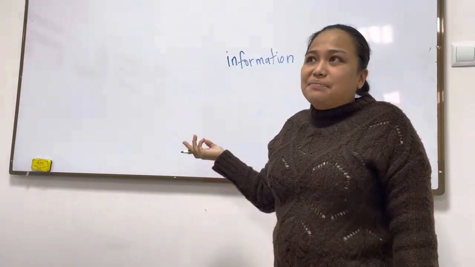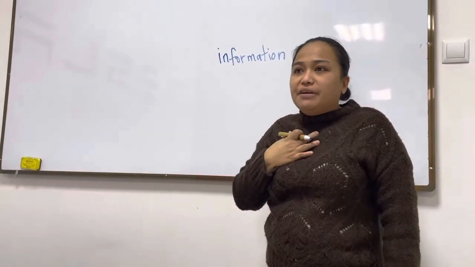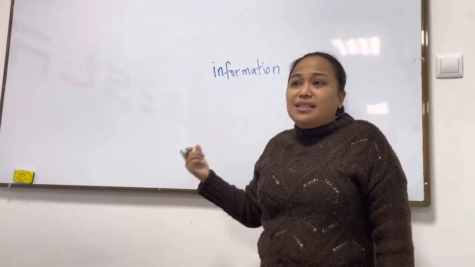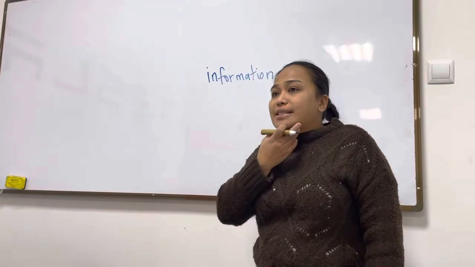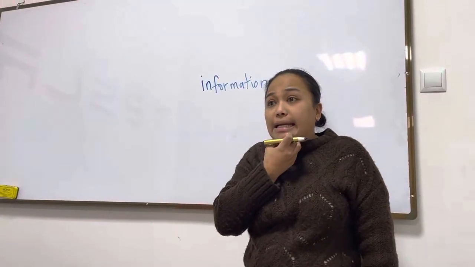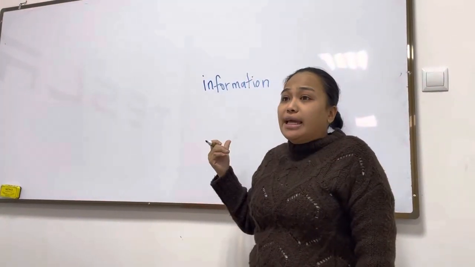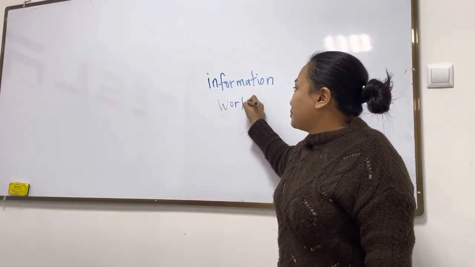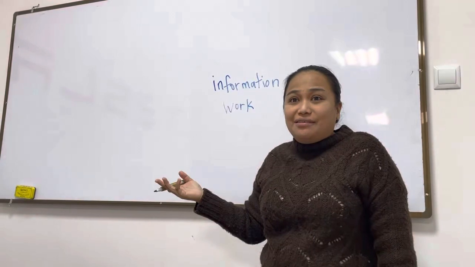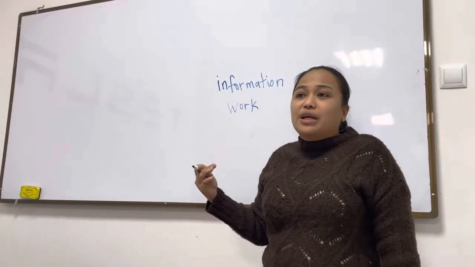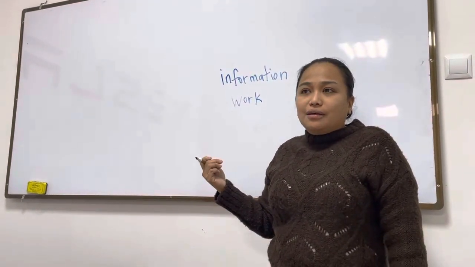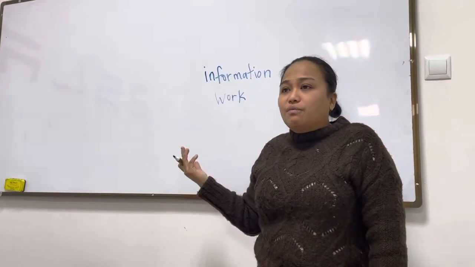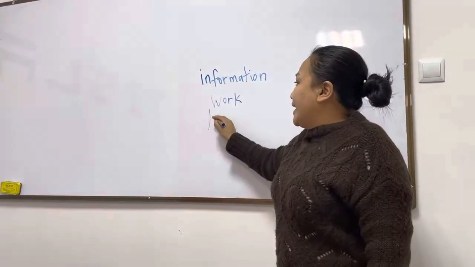In Russian, in Chinese maybe, or in Tagalog, which is my Filipino language, this is countable. But in English, it's uncountable. We cannot say informations. Understood? So information is uncountable. Also, work. In Russian, it can be plural, right? But in English, you cannot say works. Example, I have a lot of work. You cannot say I have a lot of works. Luggage.